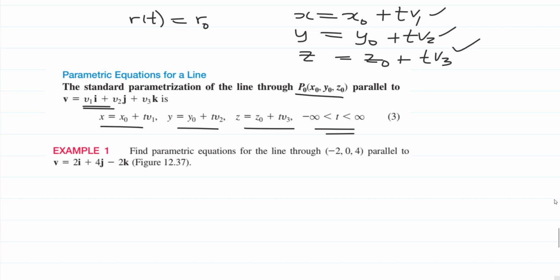Okay, let's take an example. So let's find the parametric equations of a line through that point and parallel to the vector, that one. But of course, we know that the first thing is to get a vector equation. That's when we can get the parametric equations.